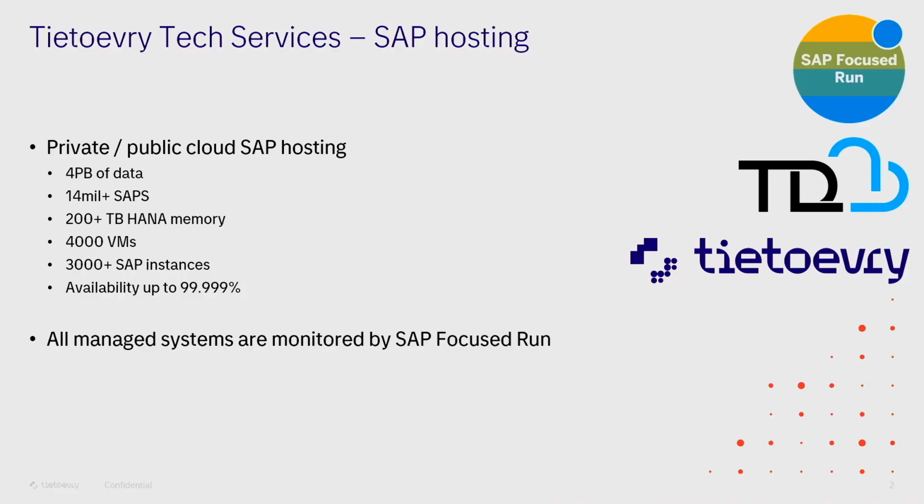So first about us a little bit. We are providing SAP hosting and SAP basis services to our customers. These are stats basically about the hosting we provide. That's not that important. The important part is that we are using SAP Focused Run as the primary monitoring tool. So every customer we have, every system they have, they are being monitored by SAP Focused Run. And that's fairly important for how we use or offer to customers SAP Cloud ALM.